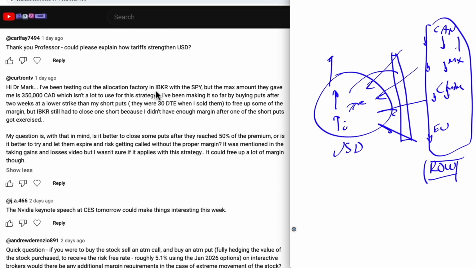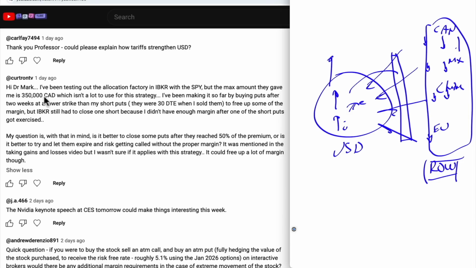Testing out the allocation factory, IBKR with SPY. Max amount they gave me is $350,000. You can change that to whatever number you want. You have to go into the website itself, not through the system, but through the website itself, and you can change the amount to $1 million. You can change it to whatever you want.